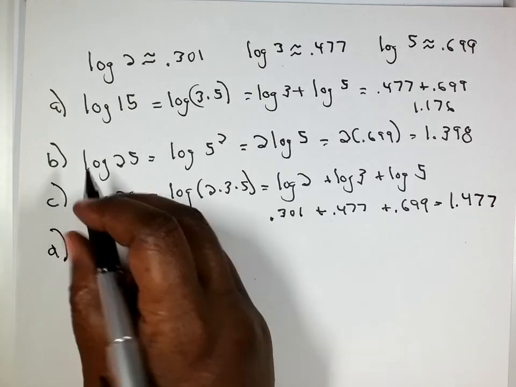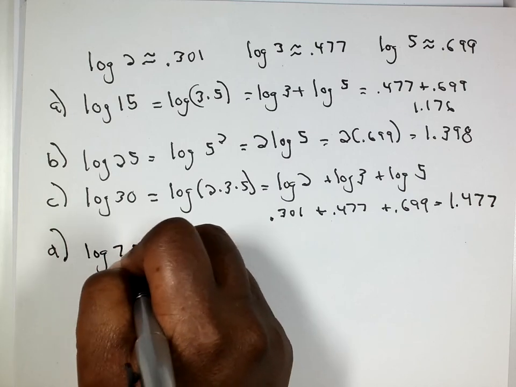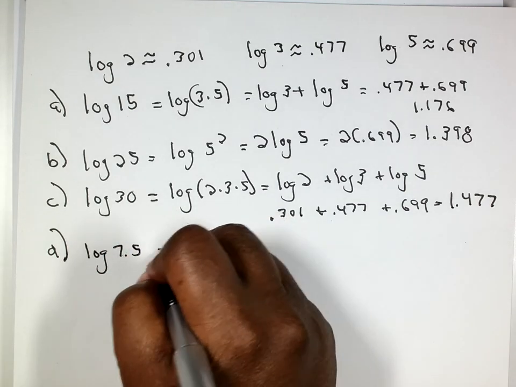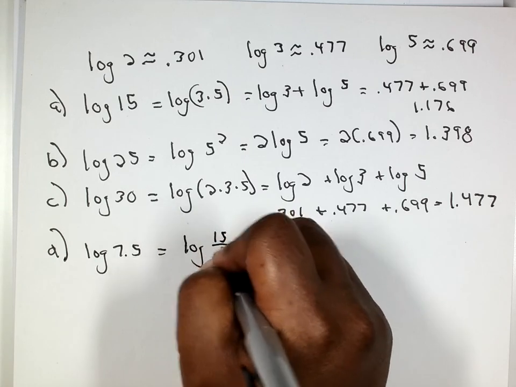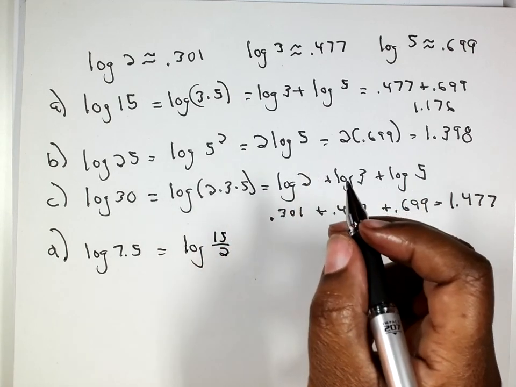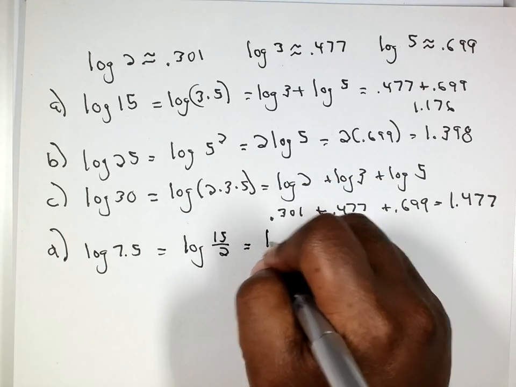And then D is log of 7.5, which is kind of weird. But 7.5 is 15 divided by 2. So I'm going to do log of 15.